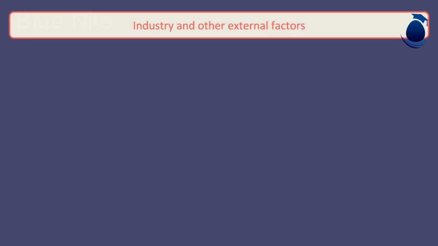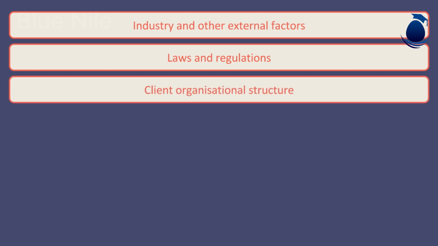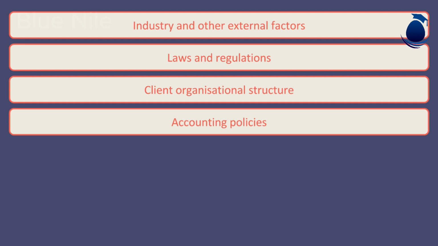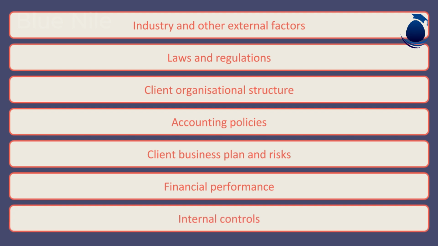To understand an entity fully, the auditor must gather information on the following: industry and other external factors that impact on the client and its accounts. Laws and regulations directly affecting the operations and financial statements. The client organizational structure, including how it operates, who owns it, any investment it makes, and the management structure. The accounting policies it follows. The client business plan and risks. The financial performance, and internal controls. This is a lot of information to gather at the planning stage.